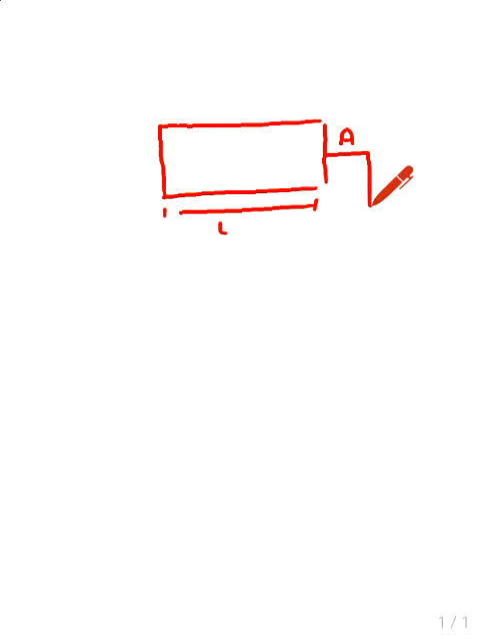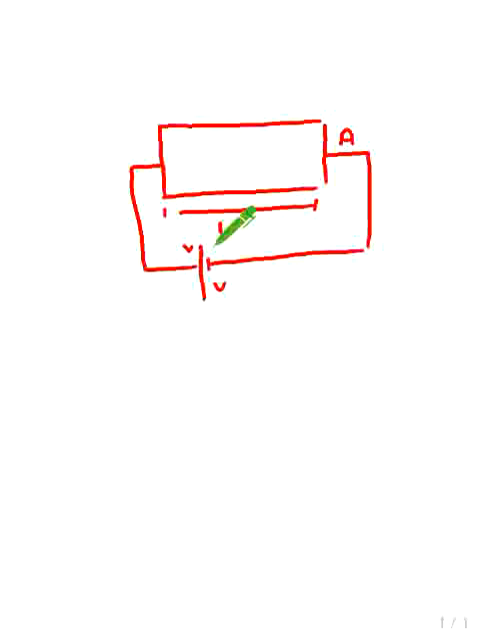Let us connect this conductor to a battery of voltage V. We know that when this battery is connected, this potential difference across its terminals, V and 0, gets distributed across this conductor through this connecting wire, and because of this potential difference of V and 0, an electric field is set up inside the conductor.